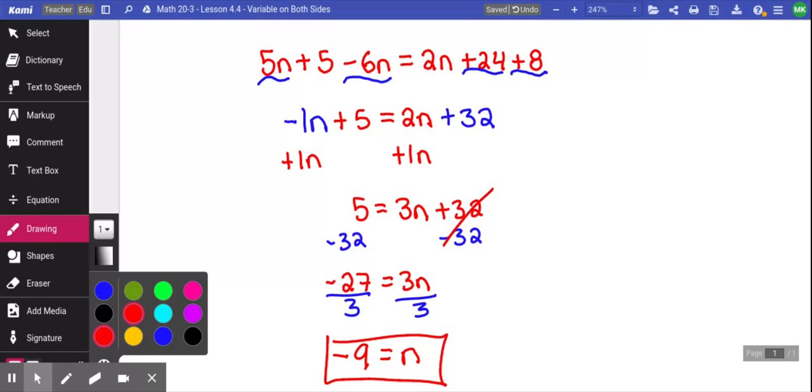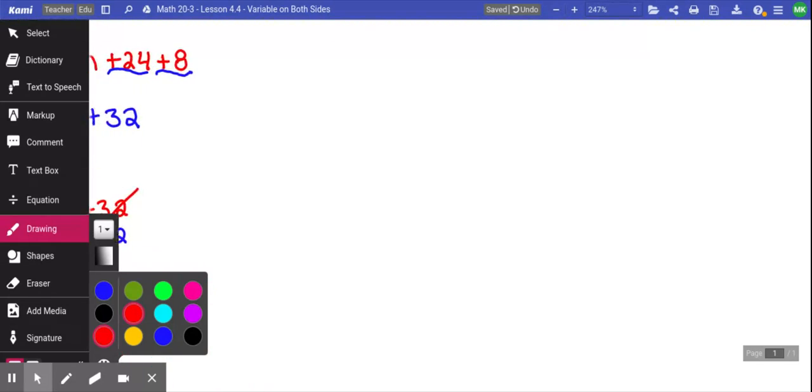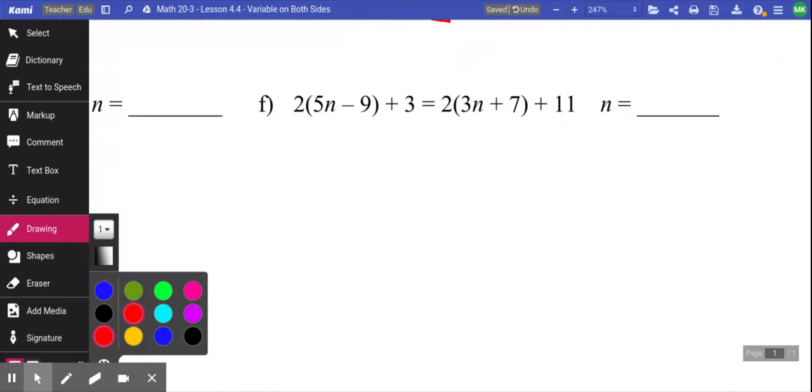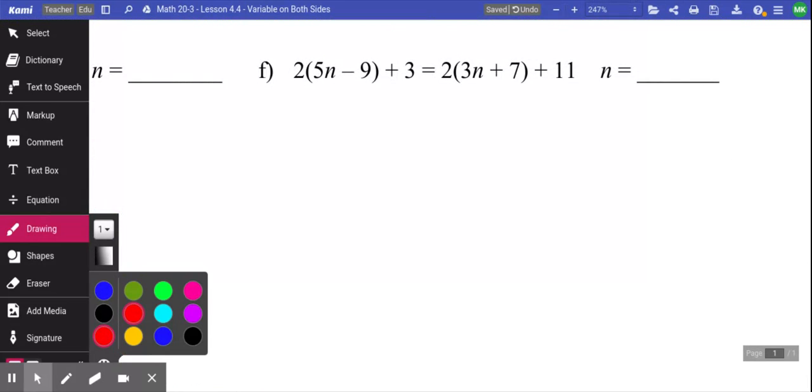All right. We got one left. It's the hardest one. 10. We got an answer. We're going to see if it works out. Let's look at it. So first things first, we got brackets. Brackets are scary. Let's get rid of those brackets. We get rid of them by multiplying into the brackets. So the 2 comes in. 2 times 5 is 10n. 2 times negative 9 is negative 18. The plus 3 is still there.